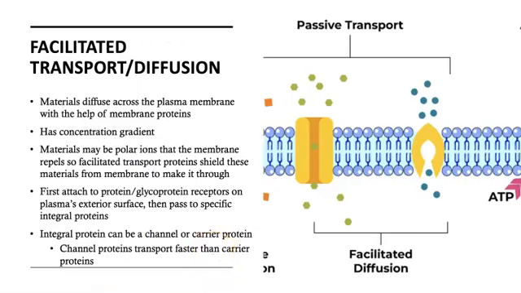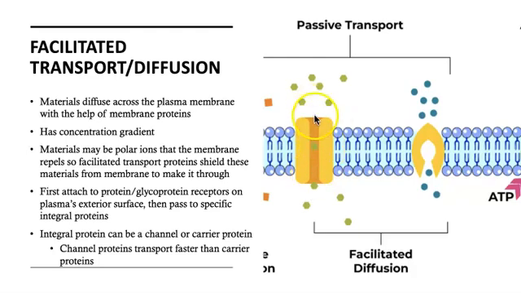All right, now let's discuss facilitated transport or facilitated diffusion. And this is when our materials are going to move across the membrane with the help of our membrane proteins. So we are going to have a concentration gradient. You could see we're still going from a high concentration to a low concentration, but the materials may be polar ions so that our membrane would typically repel them, but because we've got these proteins helping us out, we can make it through. So we'll first see that it will attach to our receptors on the exterior surface and then pass through the proteins. And we're going to do this in different ways.